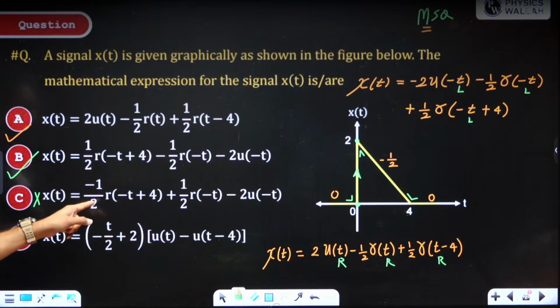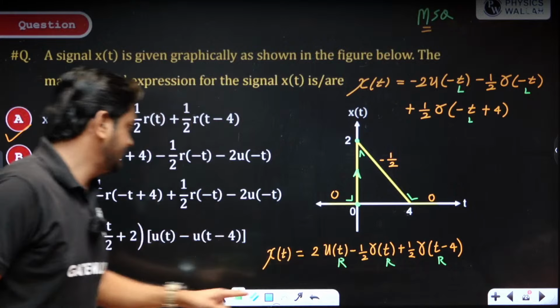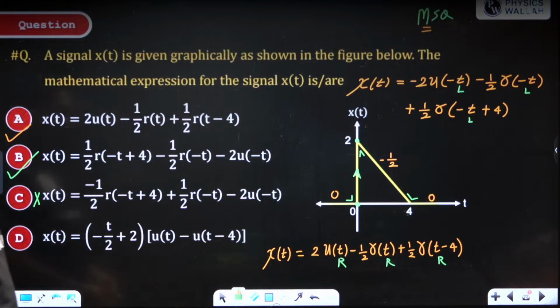Because this is minus 1 by 2, but here we are getting plus 1 by 2. Option C is wrong. Now option D, guys.